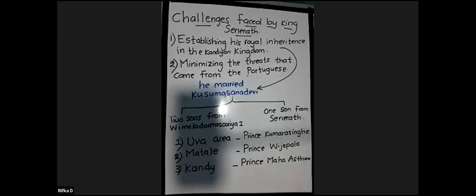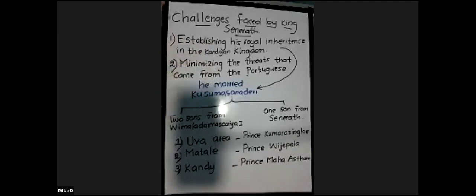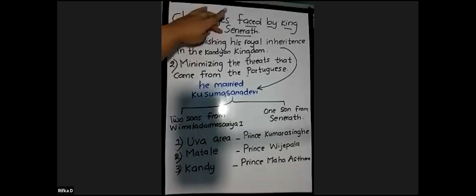after the death of Vimala Dharma Surya I. Right? After he passed away, his sons were at a very young age. Whose sons? Vimala Dharma Surya I's. So because of that, his cousin brother, King Senarath, became the king of the Kandyan kingdom.